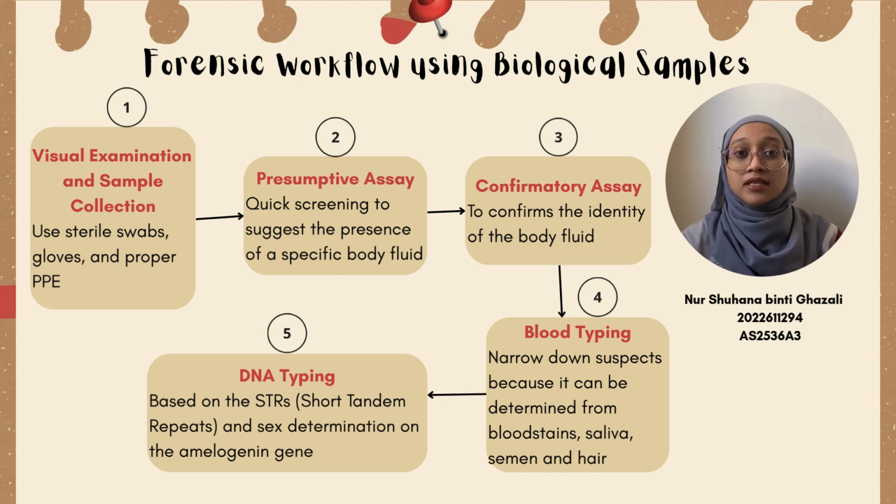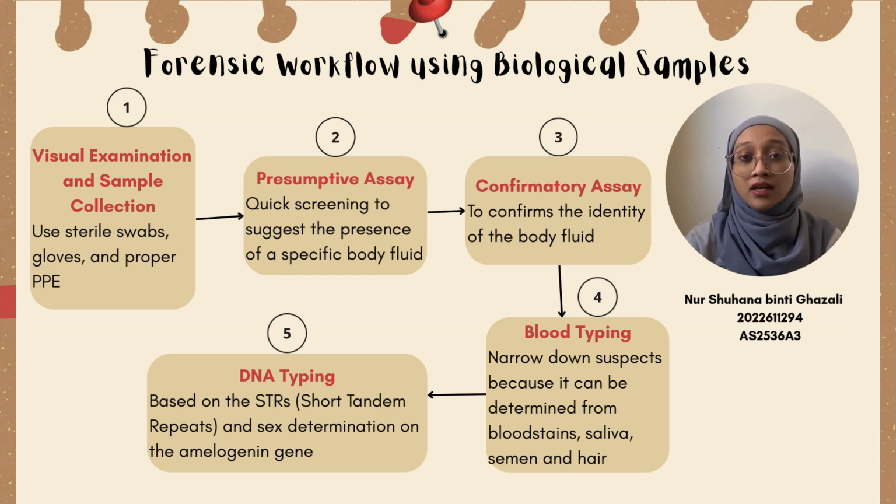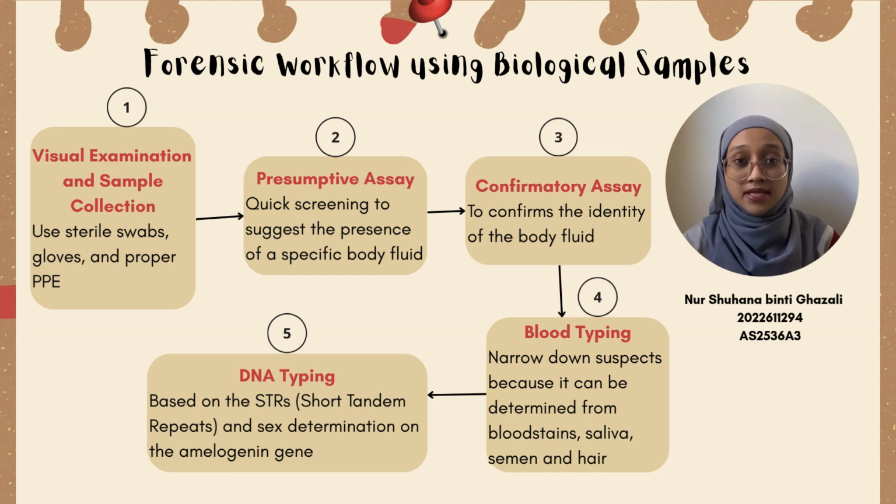But nowadays, this type is often excluded but is still helpful for narrowing down suspects for DNA typing because it can be determined from bloodstains, saliva, semen and also hair. The last step is DNA typing, based on short tandem repeats and sex determination using the amelogenin gene, and there is no doubt about their personal identification power.